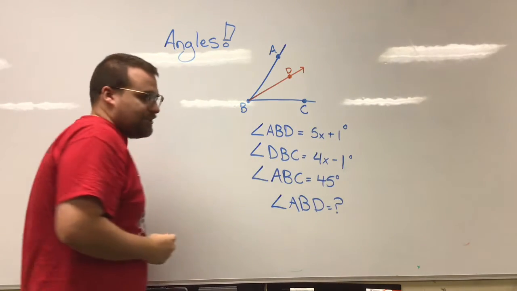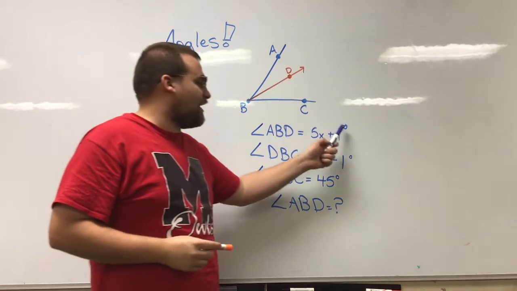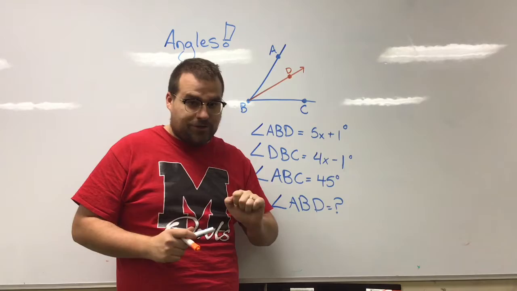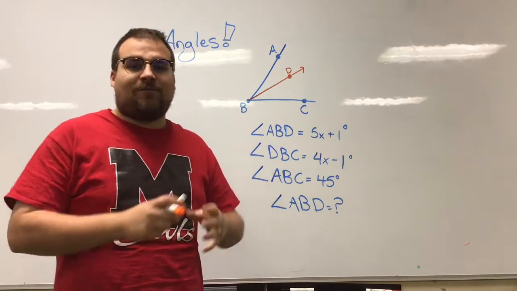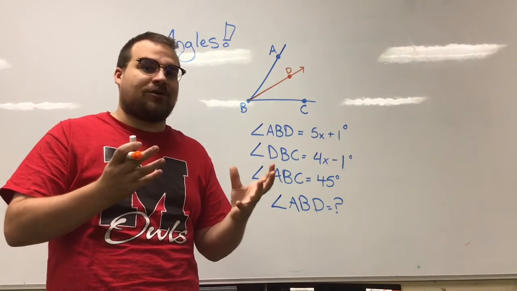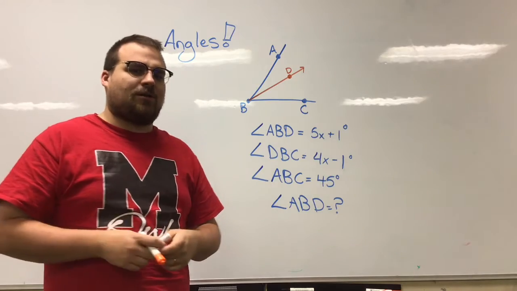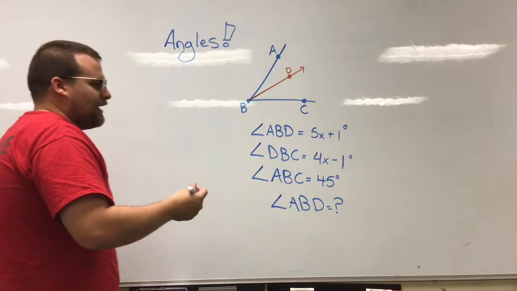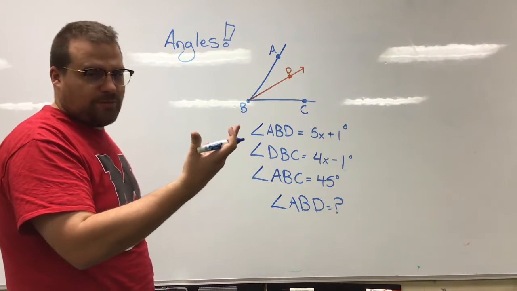Now, on all of these little bits of information, you'll notice I have 5x plus 1 degrees, or 4x minus 1 degrees. Now that degrees sign actually applies to this entire thing. It's not just saying 1 degree, right? It's saying 5x plus 1 as a unit, degrees, because that's what angles are measured in.